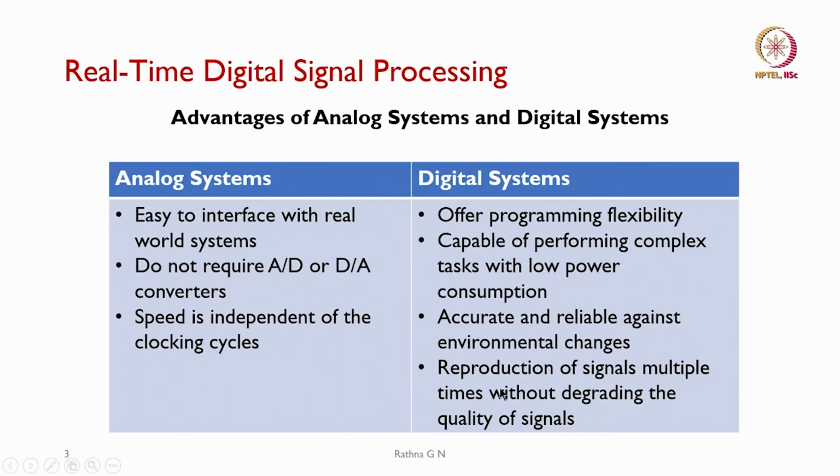And one more advantage of the digital system is reproduction of signals. We can do that multiple times without degrading the quality of signals. In this case, if I have to modify the signal a little bit, or if I want the same signal in different places, that is possible. Whereas in the analog domain, because the environment is going to play havoc, if we do not take care of these things, we may get different outputs for the same input data. So, this is one of the disadvantages of analog systems.